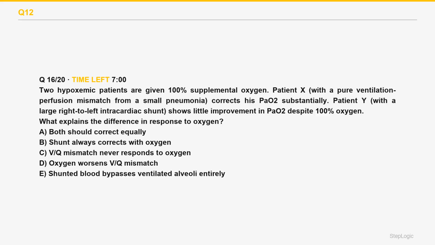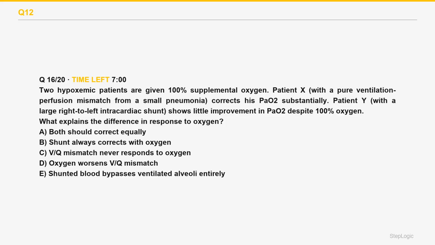What explains the difference in response to oxygen? Two hypoxemic patients are given 100% supplemental oxygen. Patient X, with a pure ventilation-perfusion mismatch from a small pneumonia, corrects his PaO2 substantially. Patient Y, with a large right-to-left intracardiac shunt, shows little improvement in PaO2 despite 100% oxygen. Read the command. Explain the difference in oxygen response.